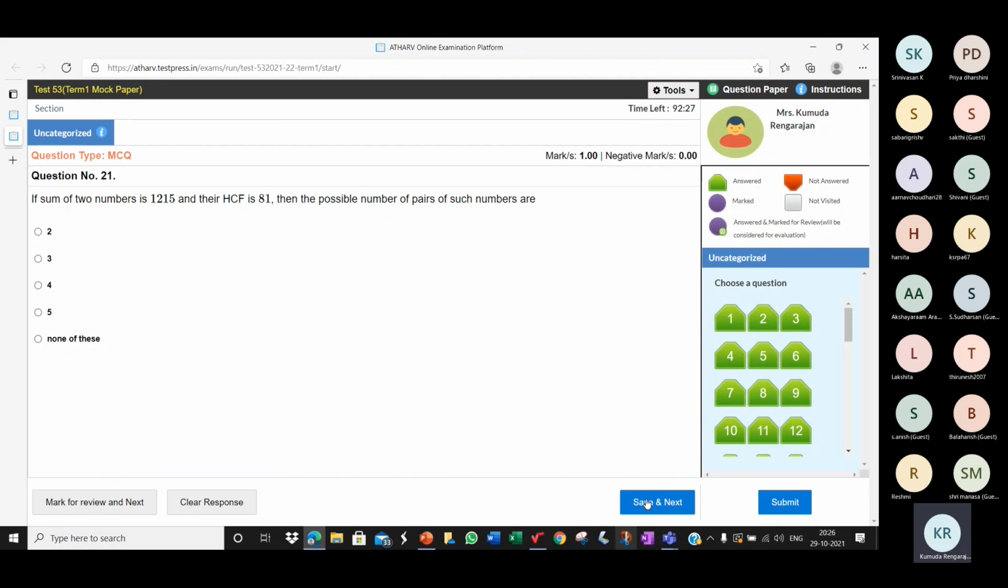So now here x plus y is 15. 1 and 14 can be a pair. So x and y can be 1 and 14, yes, because they are co-prime. Then 2 and 13, yes, possible. 3 and 12 not possible because the HCF is 3. I don't know if you're following.